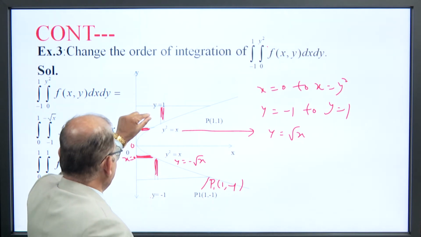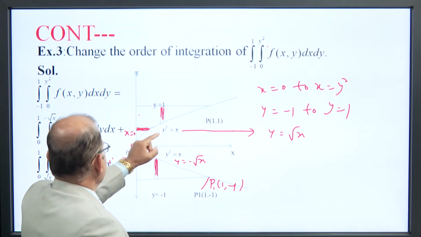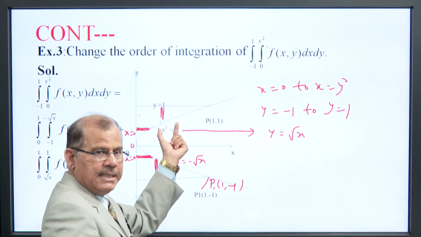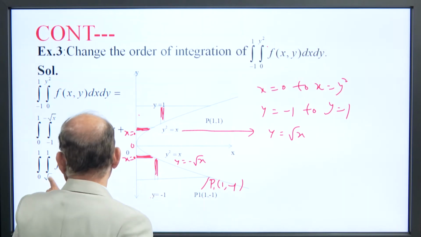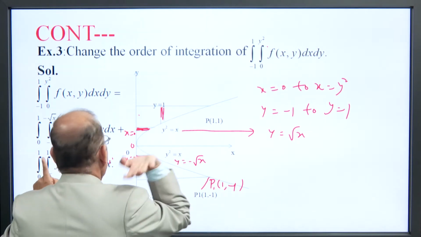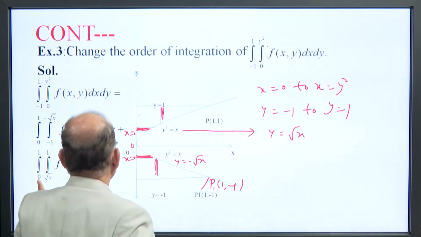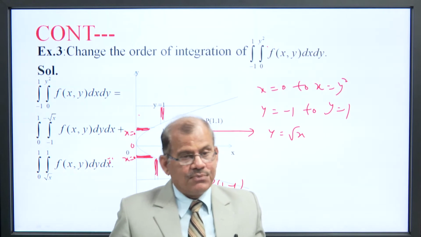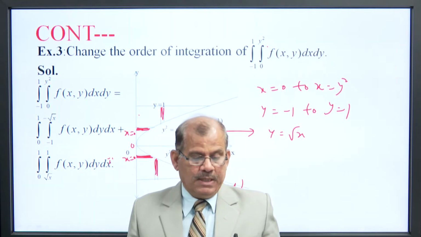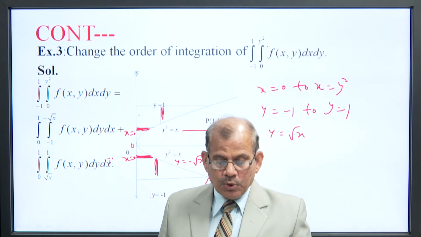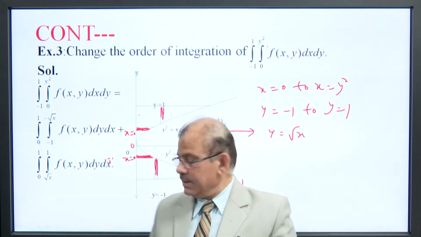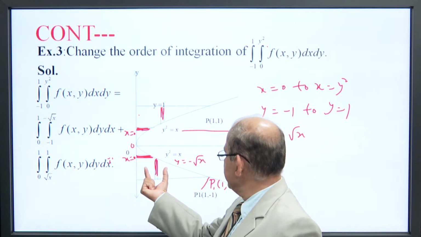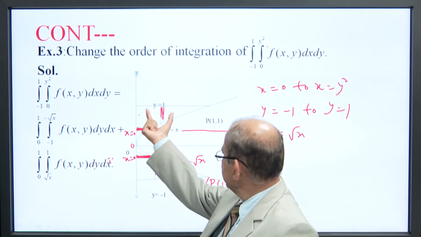In this upper region, y varies from root x, because it lies in the first quadrant, y varies from y is equal to root x to y is equal to 1, and x varies from x is equal to 0 to x is equal to 1. So after changing the order of integration, the given region is divided into two sub regions, this and this.